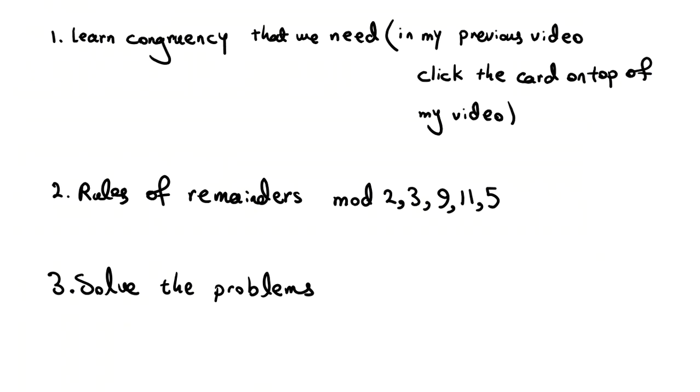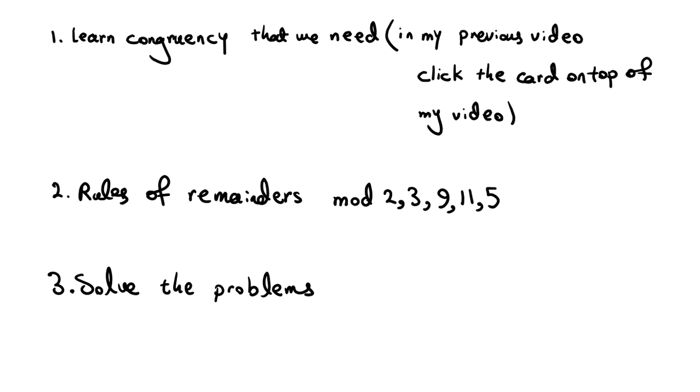Okay, this video has three parts. The first one, learn the congruency that we need. I said in my previous video I released something new. You can use the time codes on that, or click the card on top of my video. Then we want to work on the rules of remainders, for example mod 2, mod 3, mod 9, mod 11, mod 5. If you don't know that, you can again use the time codes in the description of this video below.